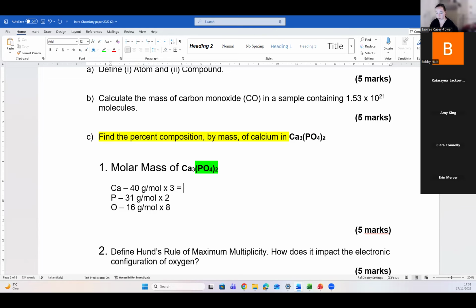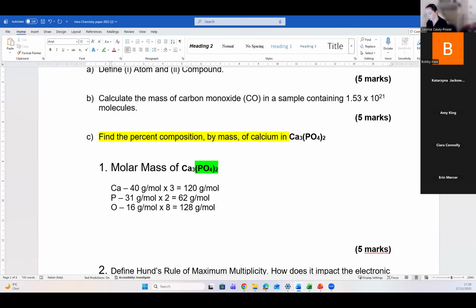No worries. Okay, so I'm going to multiply each one of these out then. You have your 120 grams per mole in total for your calcium, 31.2 then is 62 grams per mole in total for phosphorus, and then our 16 by 8 is 128. Perfect. Then we're just going to add all of those together: 120, 62, and then 128. So we should be getting 310 here.